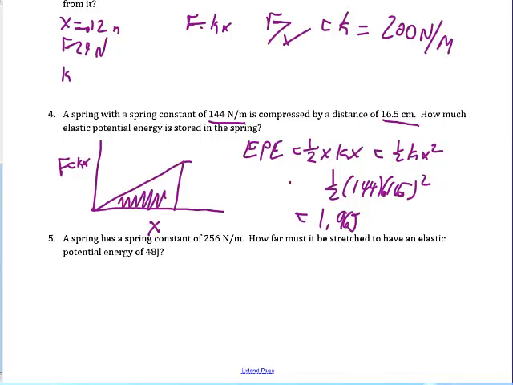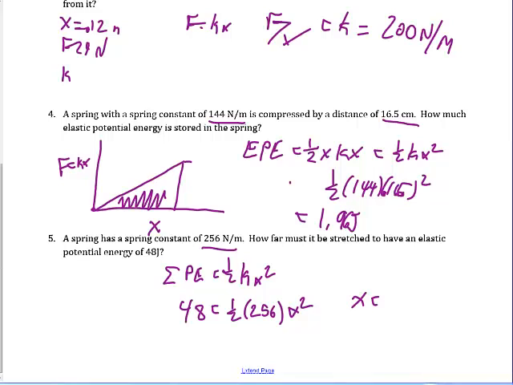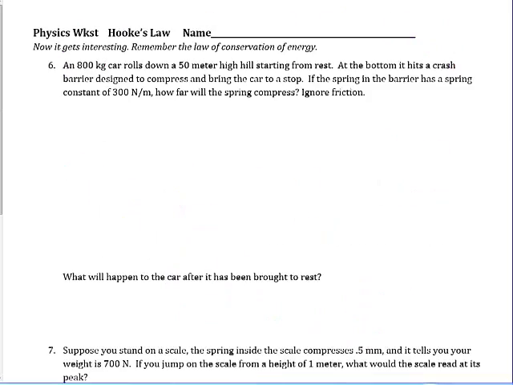A spring has a constant of 256 newtons per meter. That's fairly large. How far must it be stretched to have an elastic potential of 48 joules? Right? So elastic potential energy, EPE, equals 1/2 kx squared. And so 48 equals 1/2 times 256 times x squared. And so 48 times 2 is 96, divided by 256, square rooted, and we get 0.61. So x equals 0.61 meters, or 61 centimeters. Okay, if you stretch that spring 61 centimeters, that much work is done to it.